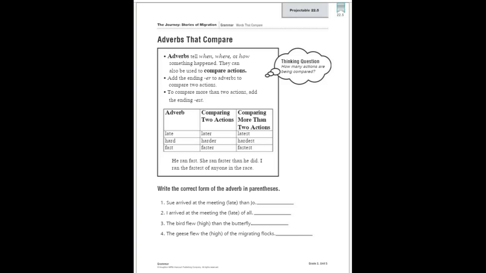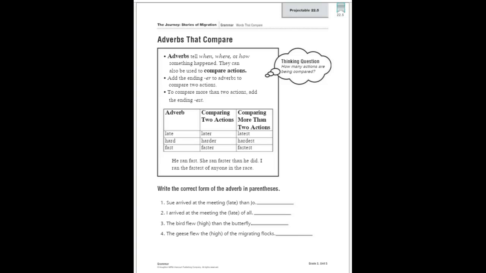So now that we've looked at adjectives that compare, we're going to switch gears and talk about adverbs that compare. Adverbs tell when, where, or how something happened. They can also be used to compare actions. You're going to add the er ending to adverbs to compare two actions, and when you're comparing more than two actions, you're going to add the ending est. Your thinking question is, how many actions are being compared?